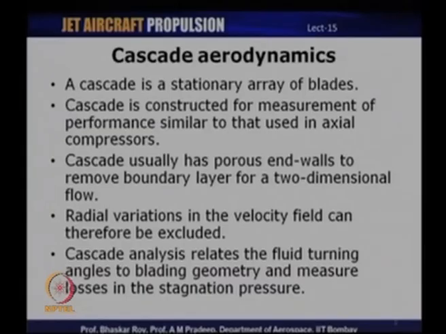One of the most important distinguishing features of a cascade is that, because it is two dimensional, we can safely exclude radial variations in the properties, that is radial variations of velocity and pressure and so on. We have ensured that the flow entering the cascade is two dimensional, and since the cascade blades themselves are two dimensional, this safely ensures that we can leave out radial variations of different properties.